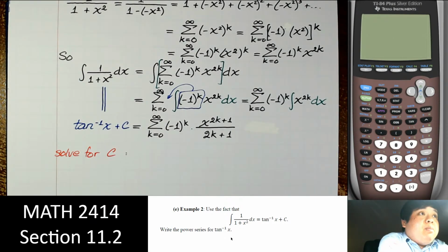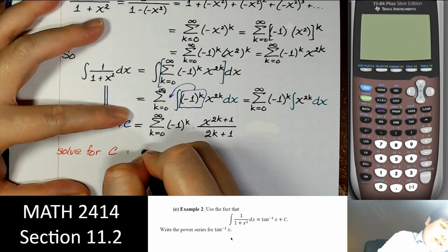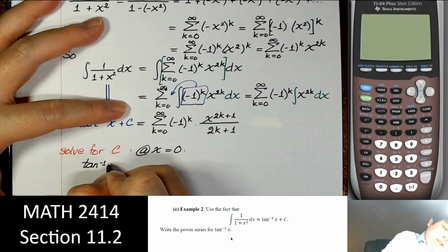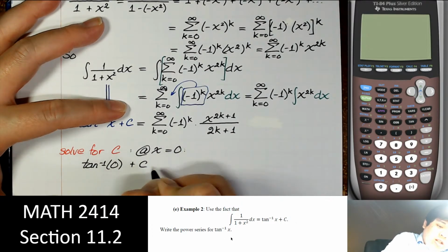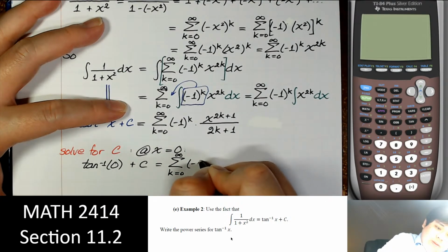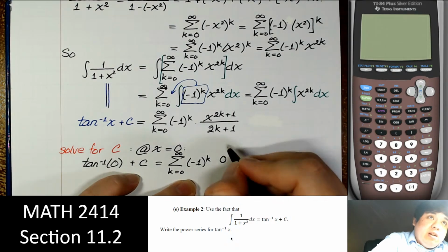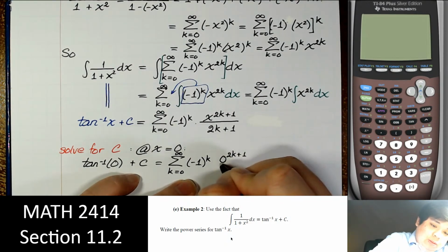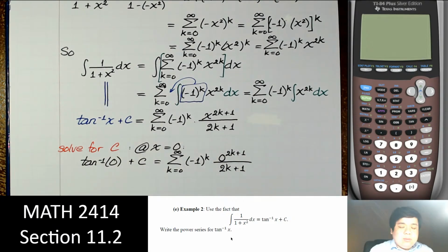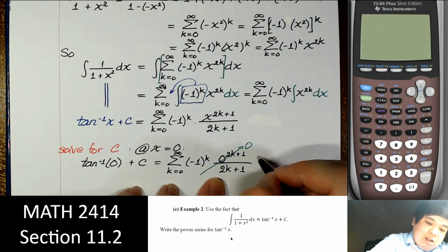So now if I just put 0 in for x, let's see what happens. What happens at x equal to 0? We have tangent inverse of 0 plus a constant equal to that. Now we're going to put 0 into x to the 2k plus 1 over 2k plus 1. Now 0 times anything is 0. So that's why we just have 0.